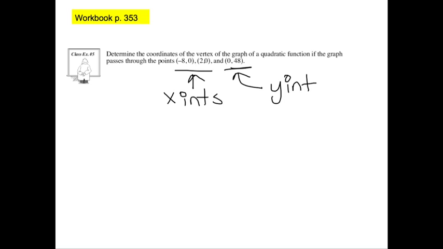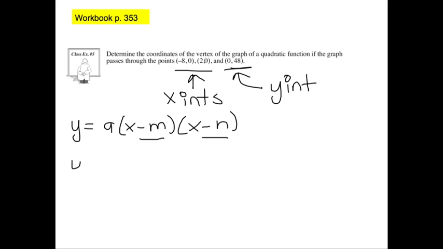Okay, now that we have that down pat, the general formula that we're going to be using is y equals a(x - m)(x - n). Now, these right here correspond with your x-intercepts. That makes it pretty easy. What we have so far is y equals a(x + 8), because that's a negative 8. And it's going to be (x - 2), because that was a positive 2.